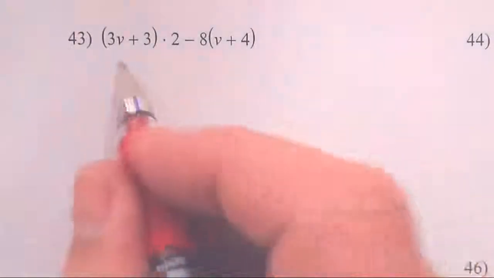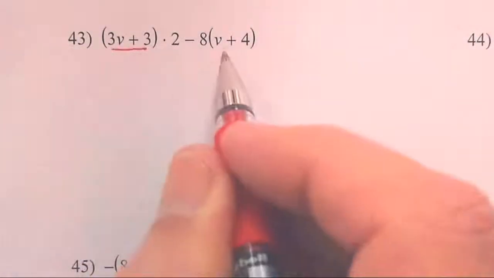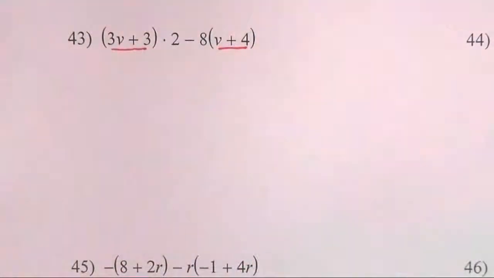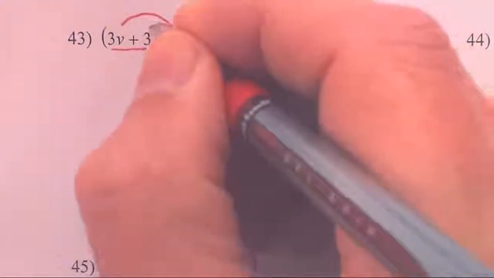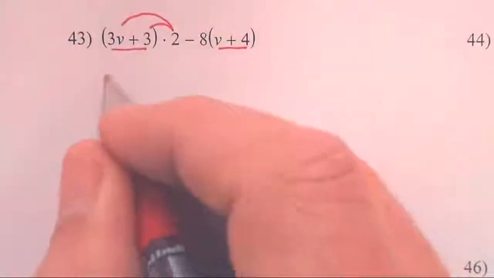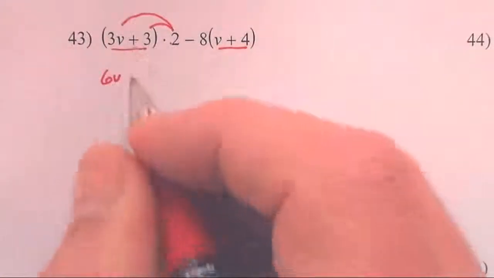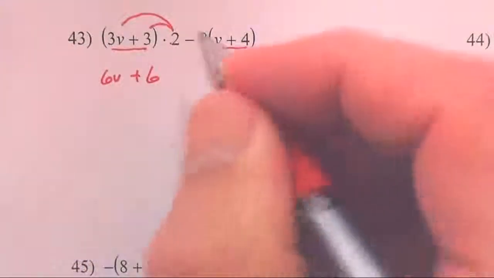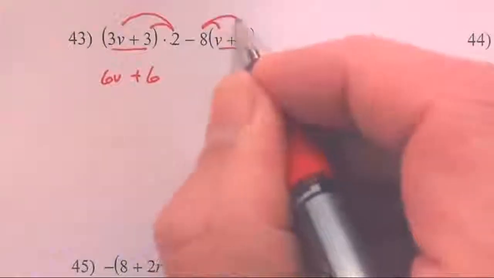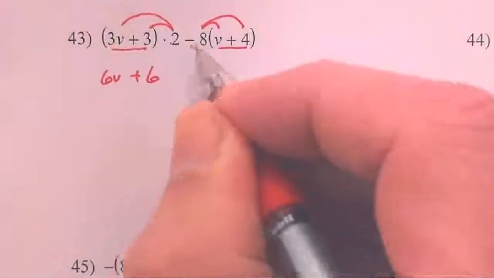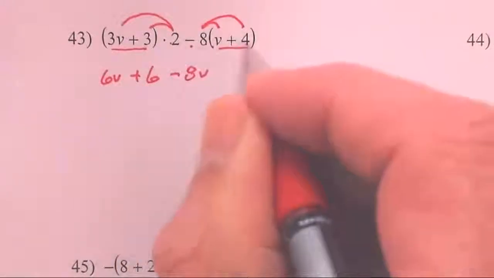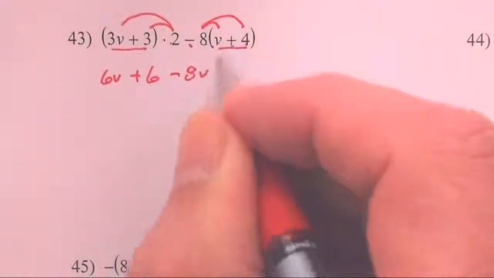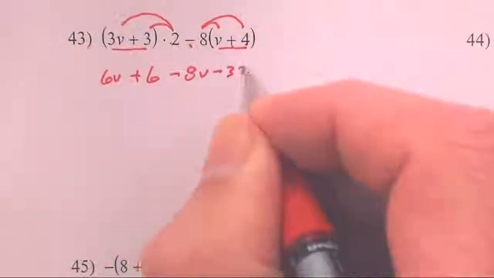I want to do things in parentheses first. I can't combine these. Can't combine those. I look for parentheses, exponents, then multiplication, division. Well, here's multiplication and its distribution. So positive times positive, positive 6v. Positive times positive, plus 6. Now, this is multiplication. But before 8 times v, minus times plus, minus 8v. Before 8 times 4, minus times plus, minus 32.